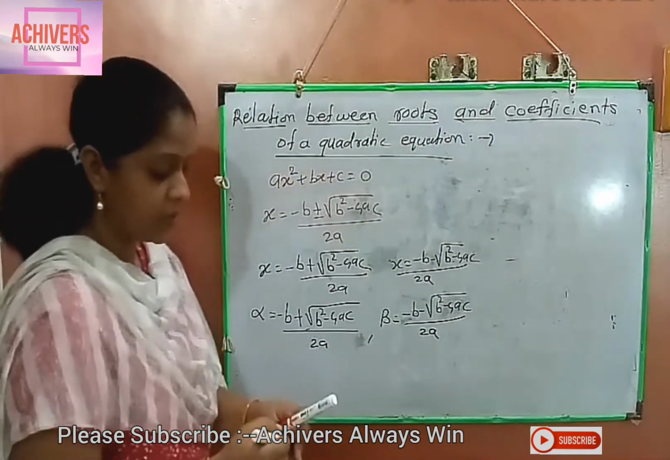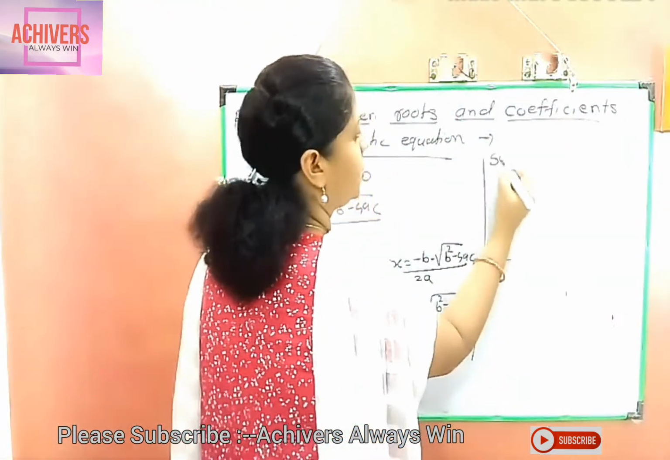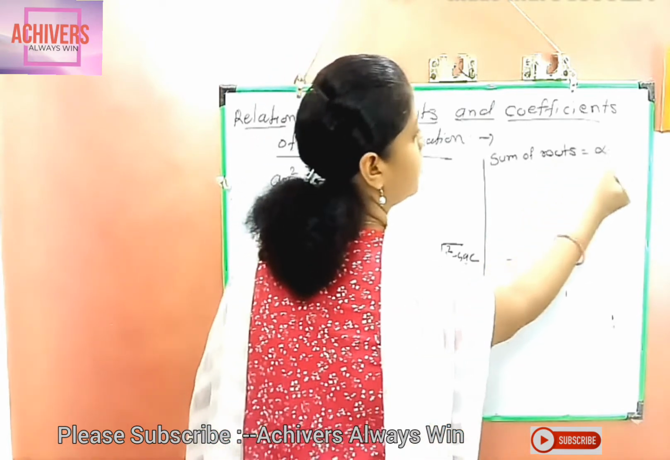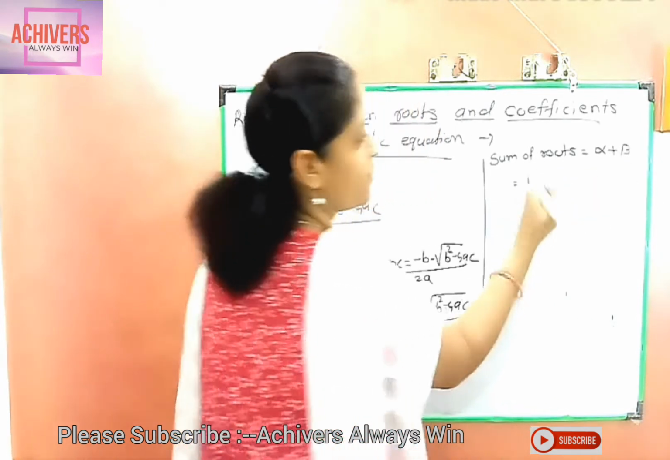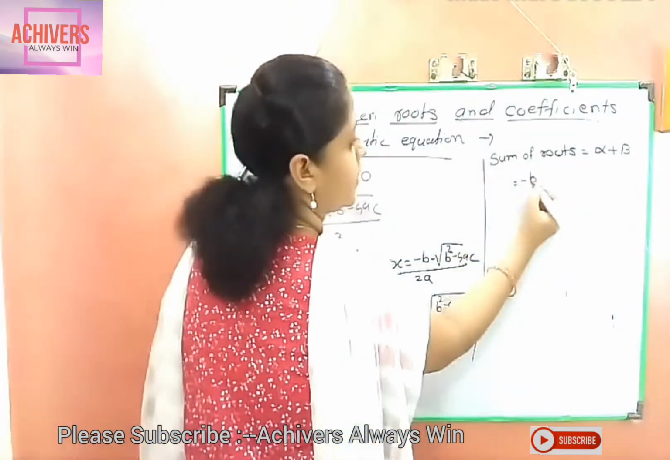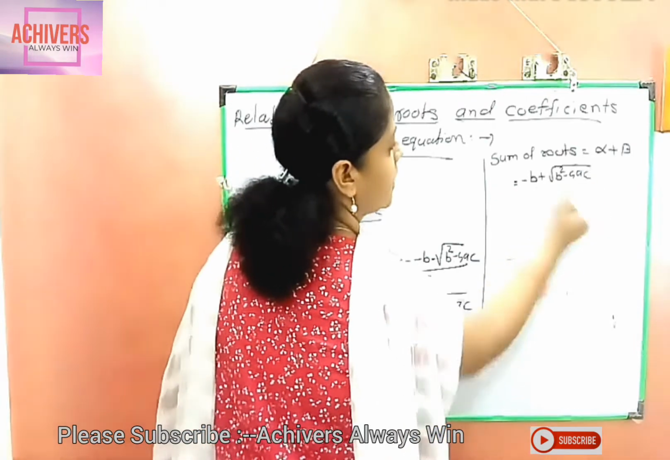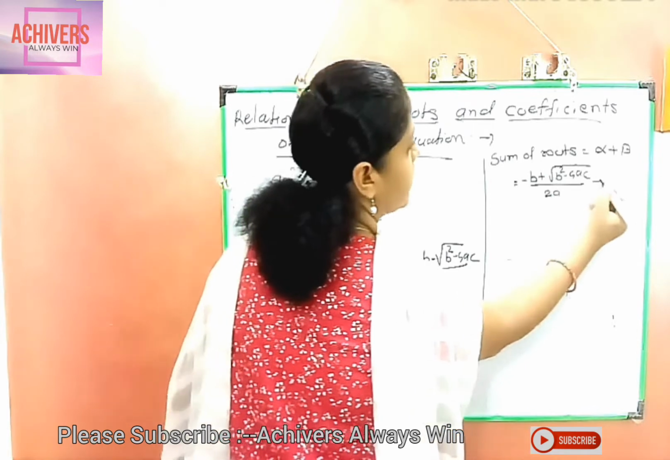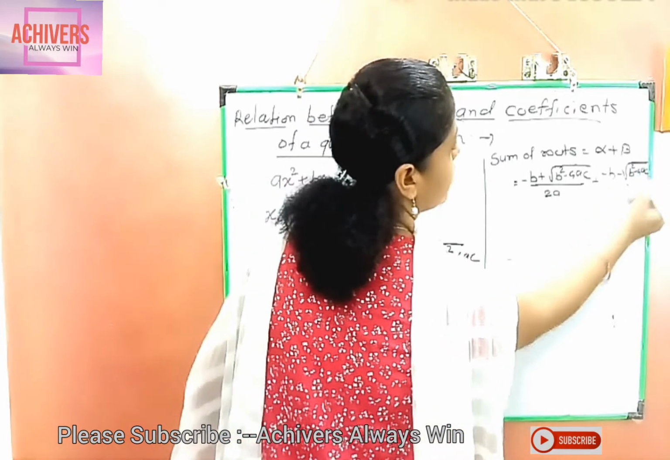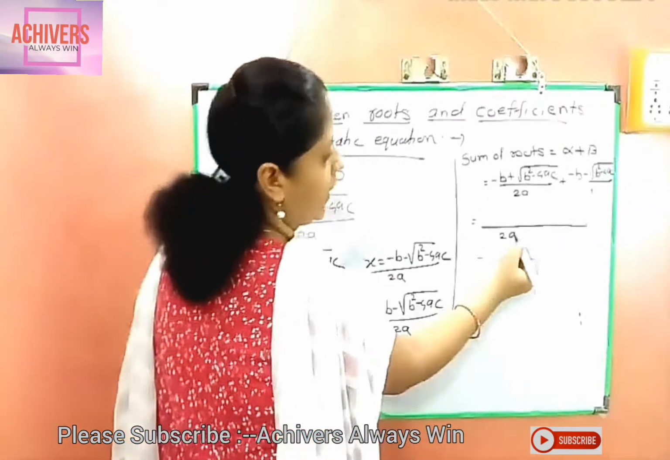Then find the sum of the roots. Sum means addition of the two roots. Sum of roots is equal to alpha plus beta. Substitute both values of alpha and beta. Alpha is equal to minus b plus under root b square minus 4ac upon 2a, plus beta, minus b minus under root b square minus 4ac upon 2a. Both have a common denominator 2a.